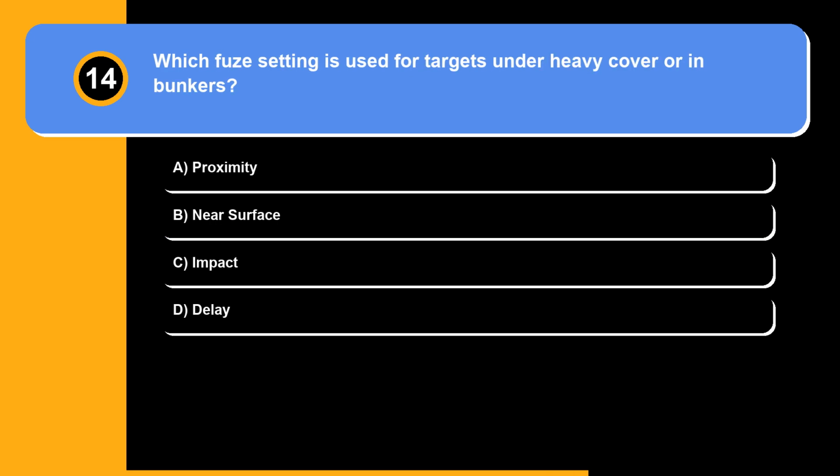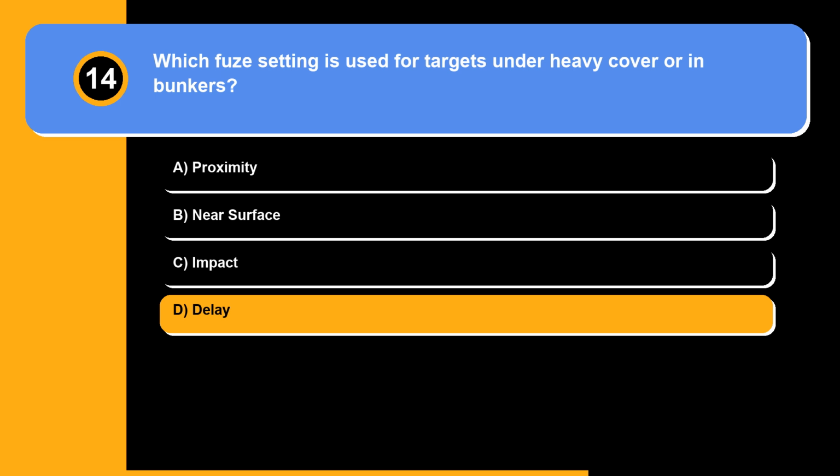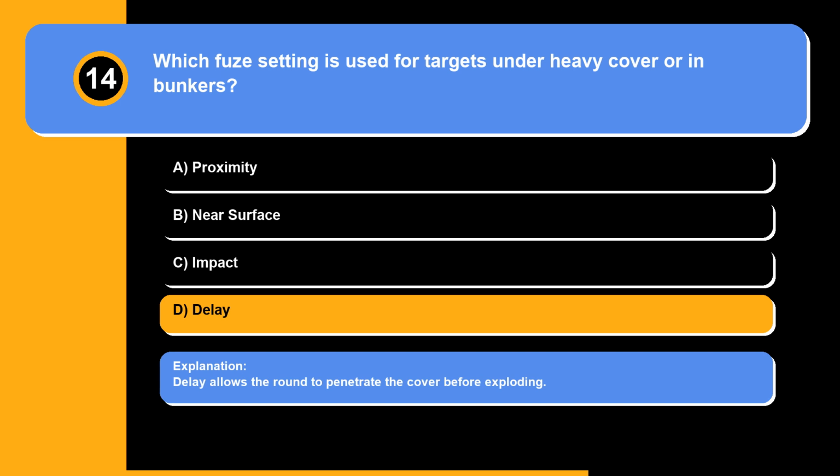Question 14. Which fuse setting is used for targets under heavy cover or in bunkers? A. Proximity. B. Near surface. C. Impact. Or D. Delay. The correct answer is D. Delay. Delay allows the round to penetrate the cover before exploding.